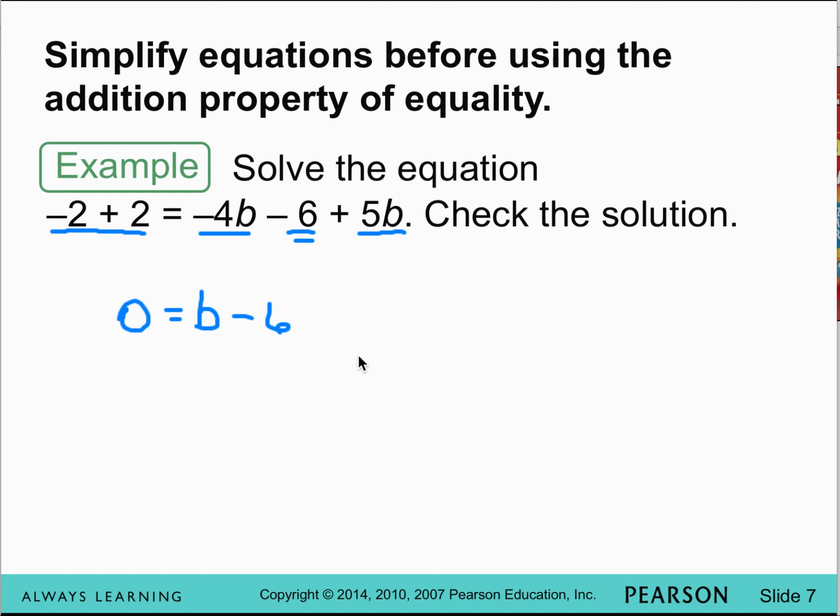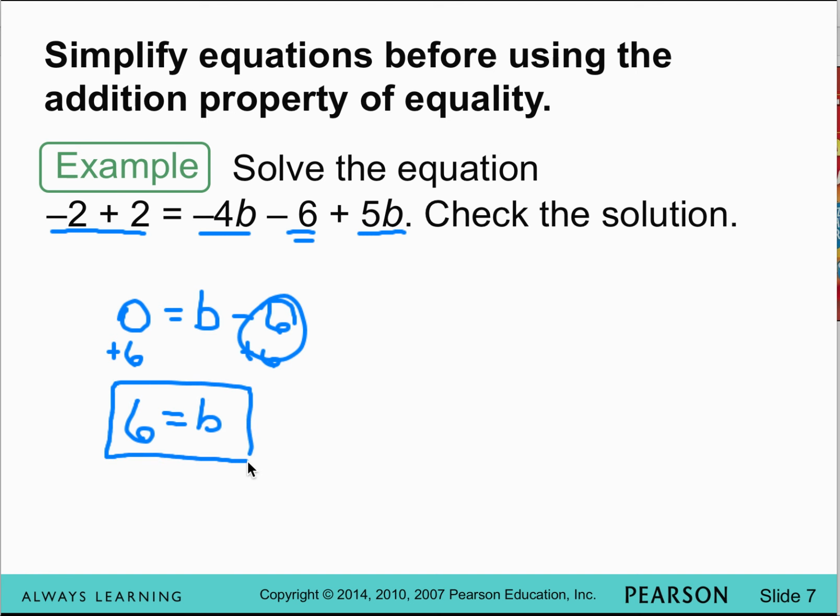So notice when we simplify our expressions on each side of the equal sign, then we wind up back with where we were. Oh, it's just one step. To get that b all by itself, let's add 6 to both sides because that makes this 0. So then 0 plus 6 is 6, and b plus 0 is b. And once you get it solved with one letter on one side of the equal and the number on the other, you've solved it. b is 6.